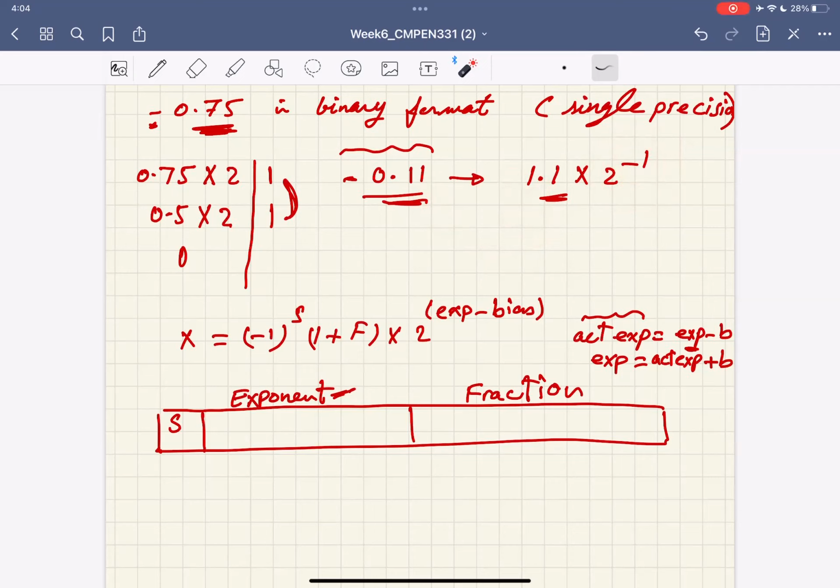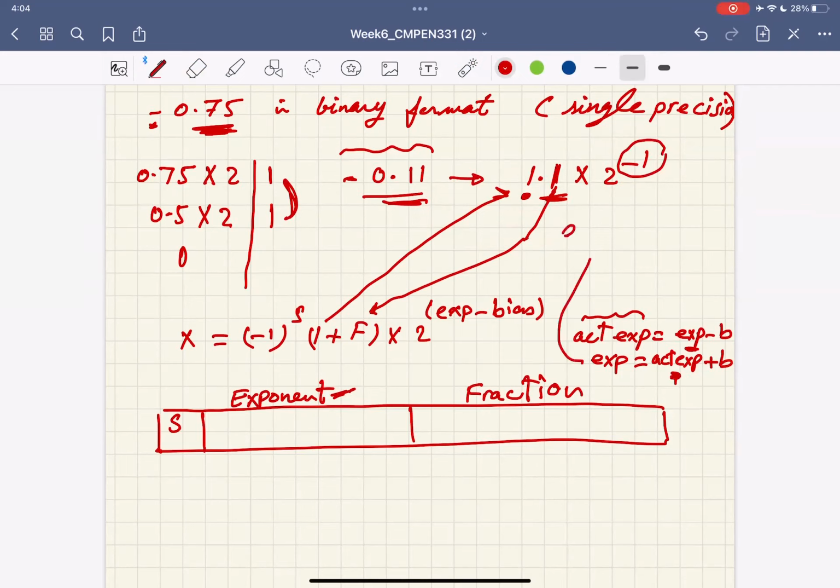So now we have everything. How? The fraction is 0.1, so basically the fraction is just 1. And 2 to the power of negative 1 means the actual exponent is negative 1. So apply that here: the exponent will be equal to minus 1 plus the bias, which we already know in single precision is 127. So the exponent is 126. That's all. In the exponent, I will write here 126. The fraction is just 1 and all zeros. And the sign is negative.